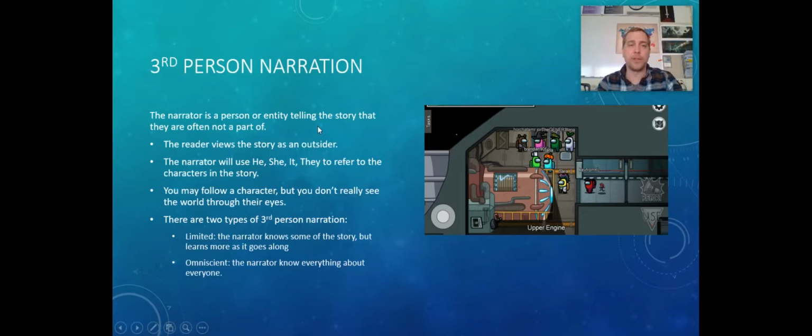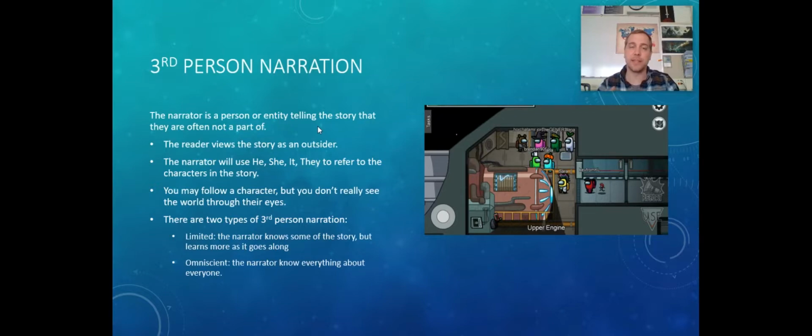And so the reader views the story as a bit of an outsider, and the narrator will use he, she, and it to refer to the characters in the story. You may follow one character, but you don't really see the world through their eyes. Everything is kind of reported back to you through another source. Now, there are two types of third person narration.